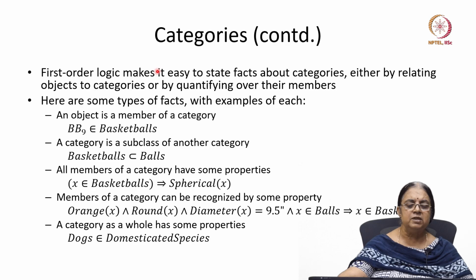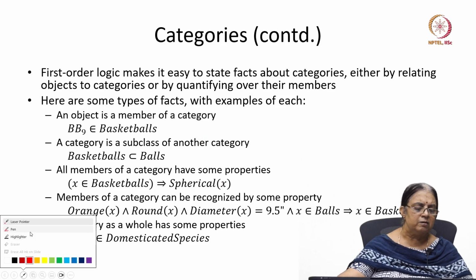So you can use first order logic to state facts about categories. Let us see some examples of this. An object is a member of a category. So a particular object BB9, that is one particular ball, belongs to the category basketballs. A category is a subclass of another category. So basketballs is a subclass of balls. All members of a category have some property. So if X belongs to basketballs, it means it is spherical.